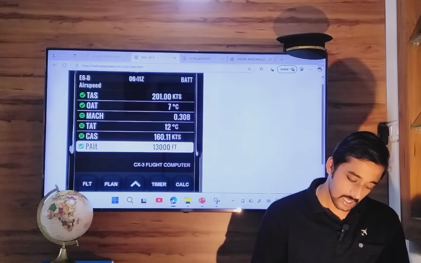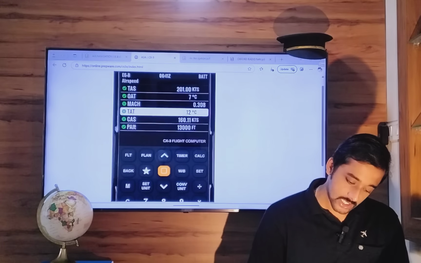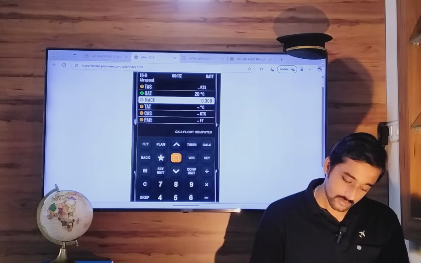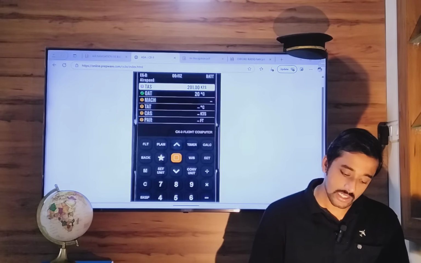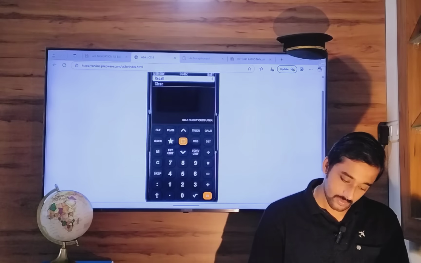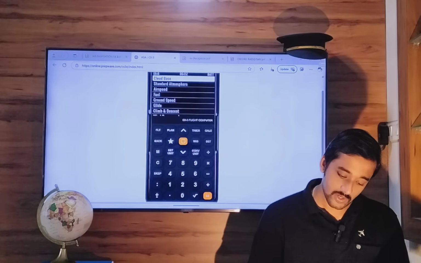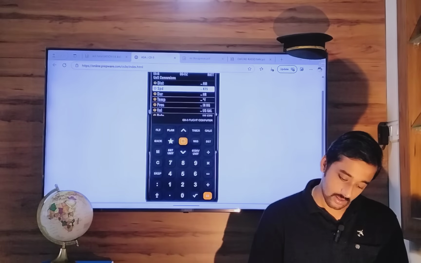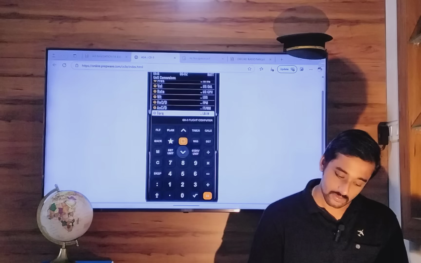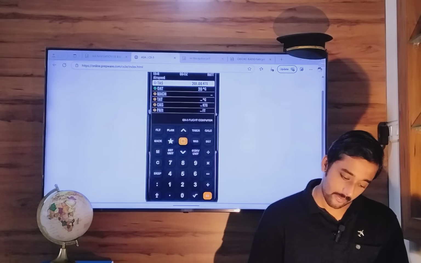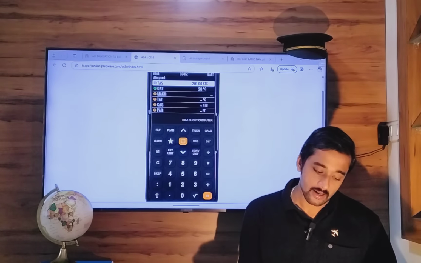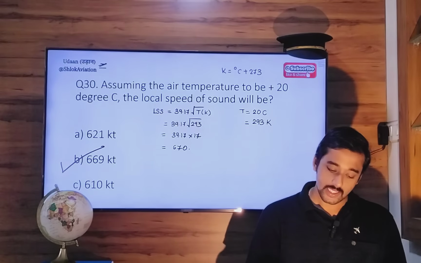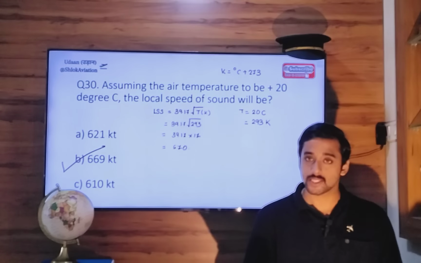You can use this CX3 also. So if outside temperature is, let's say, 20 degrees Celsius, so no, local speed of sound cannot be found here. You can find TAS, you can find Mach number, but local speed of sound, I don't think so. You at least need another component like TAS or Mach number to find out local speed of sound. So nevertheless, this is the formula. Use this formula and find the answer.